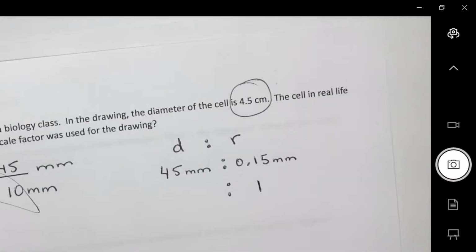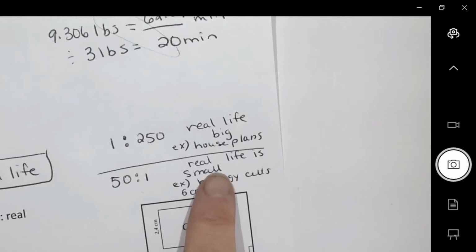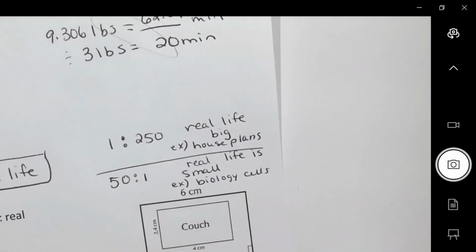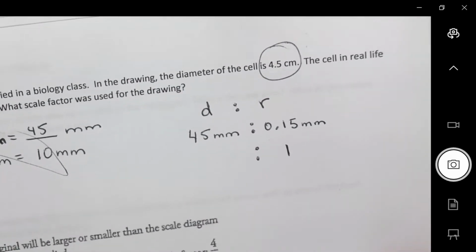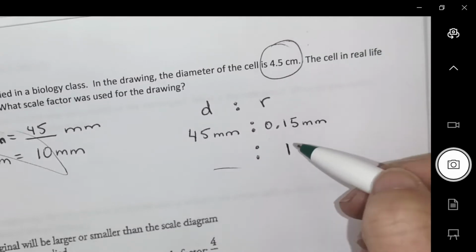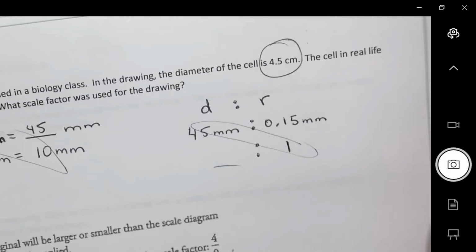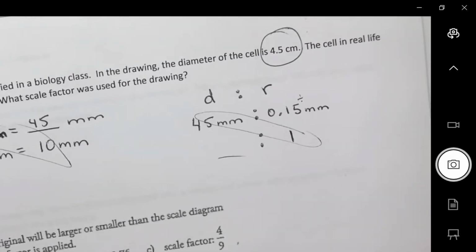Do you remember when we wrote this down over here? 50 to 1 means that the real life is something small, and the diagram, we blew it up. Okay, so that's what we're doing. We're studying a cell in biology. Okay, so can you get me this number? Do you understand what you're going to do? Times and divide. Okay, so you can do that one in your calculator.